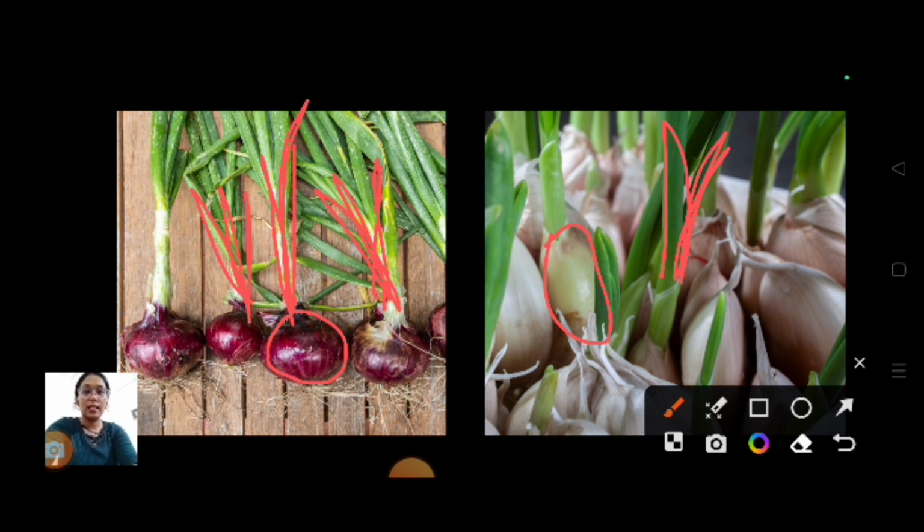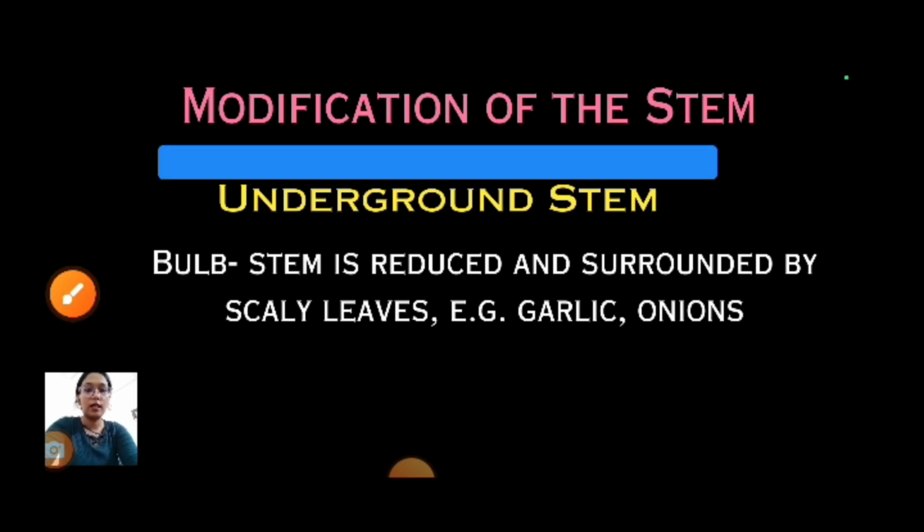Onion and garlic are also a stem, not a root. Below the onion the roots used to arise, but this onion is a stem. Just say a short stem, having scaly leaves. Okay, clear? Bulb.